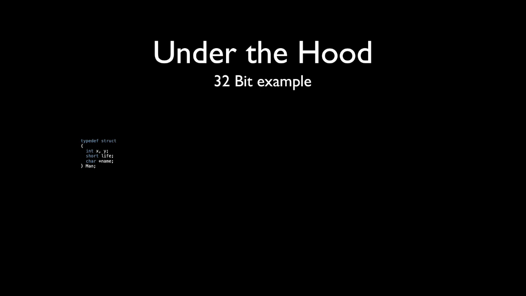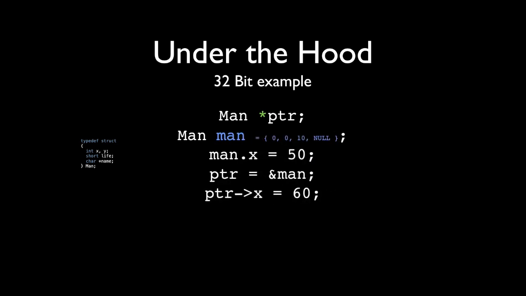So let's look at the 32-bit example working with a struct. I have my man struct from my earlier game programming examples, and we declared one. We also have a pointer to a man, but we have the actual man struct equal to some things. So I set man.x equal to 50, then I take a reference to man with the pointer, and then I set the same variable to 60 by dereferencing the pointer to man and using the arrow to access x.